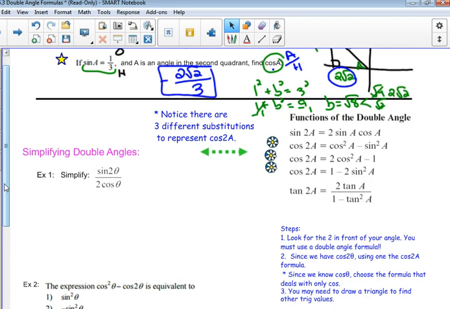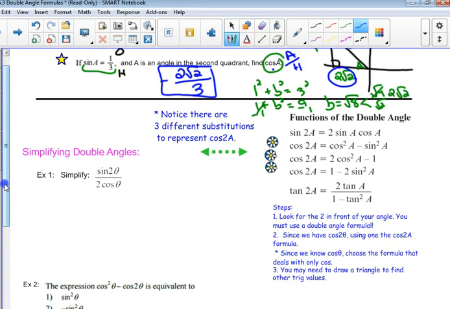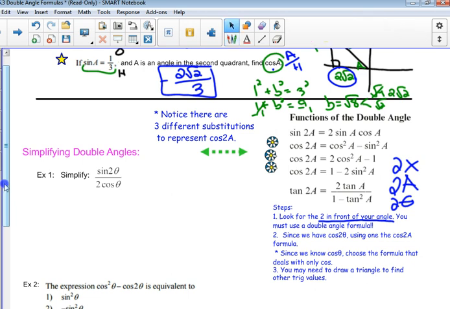We want to be on the lookout that whenever you have a 2 in front of your angle, so if it says 2A, 2 theta, 2x, anything like that, we're going to have to use one of our double angle formulas. So if we look at our first simplifying example, do we see any double angle? Is it the top or the bottom? Good, just the top one. This is not a double angle because it's not the angle that's being doubled, it's the whole thing. So the only one we're going to simplify is this top part, the double angle.